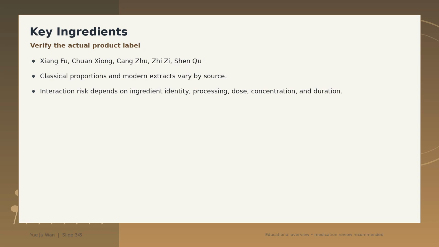Key herbs commonly associated with this formula include Xiangfu, Chuanxiong, Cangzhu, Zhizi, and Shenqu. In classical formula analysis, some herbs address the principal mechanism, others support the chief action, and others harmonize or direct the prescription. The exact composition can vary by lineage, manufacturer, granule concentration, and modification. For interaction analysis, the actual ingredient label and dose are more important than relying only on the traditional formula name.